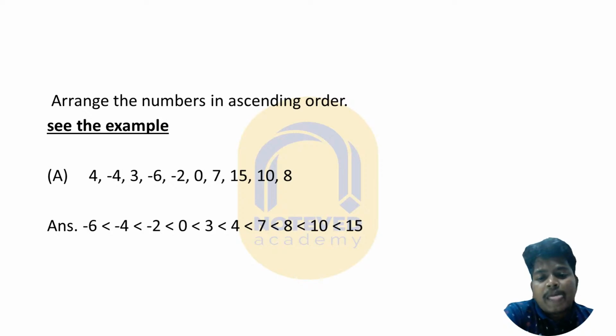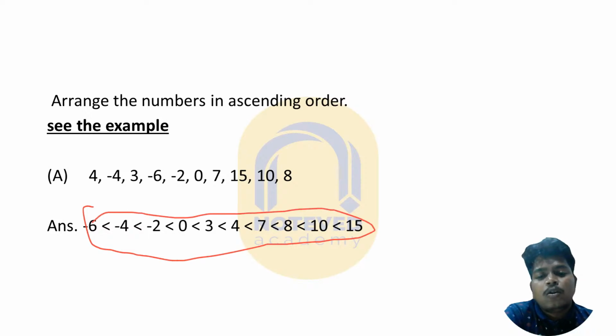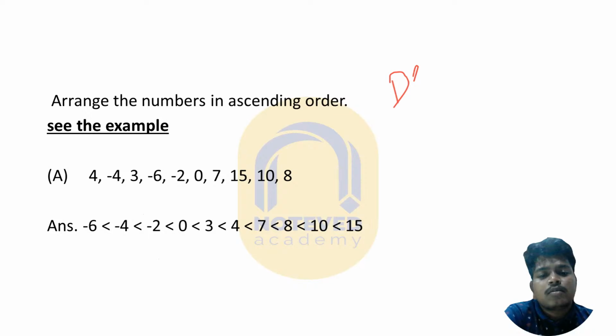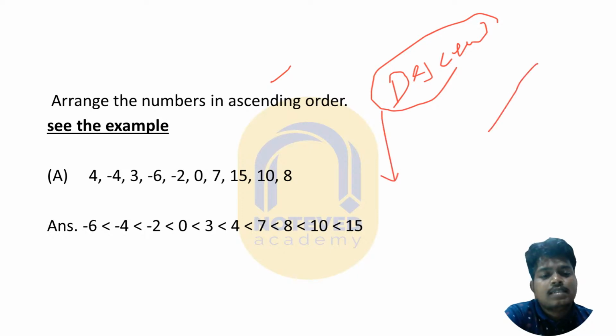I hope you all can understand the concept of ascending order, that is smaller to greater. If we say please arrange in descending order, okay children, what is descending order? That is the opposite of ascending order. Now we will go from higher to lower, that is from greater to smaller number.